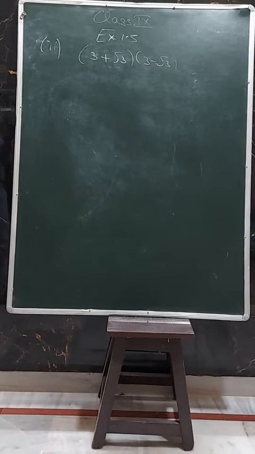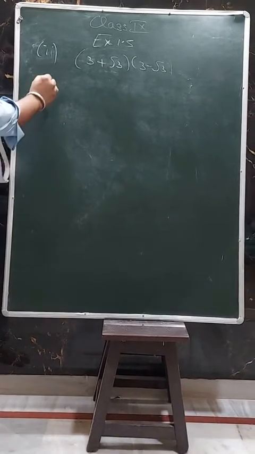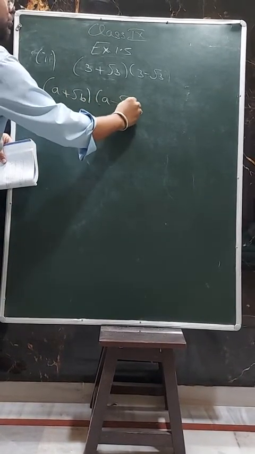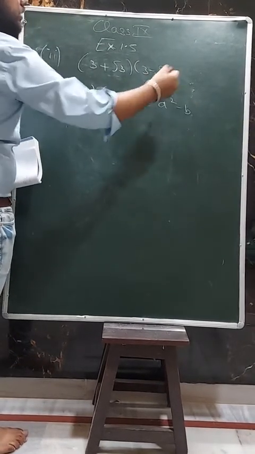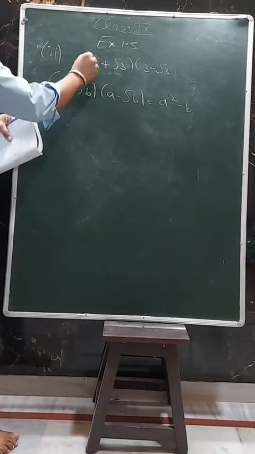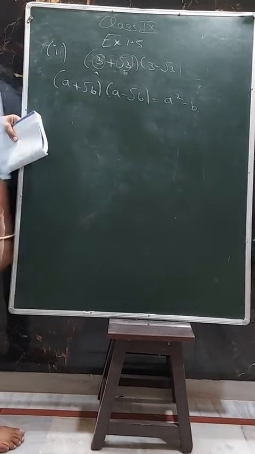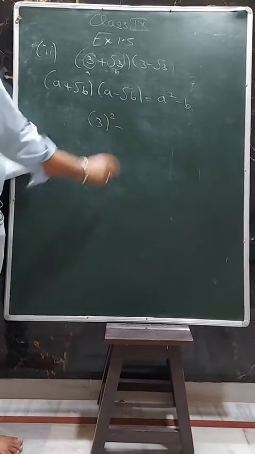Now see that fourth property, a plus root b, a minus root b. Fourth one, what do I write? A plus root b and a minus root b is equal to a square minus b. Now what is the a here? This is your a and this is your b. So finally we can apply a square minus b.